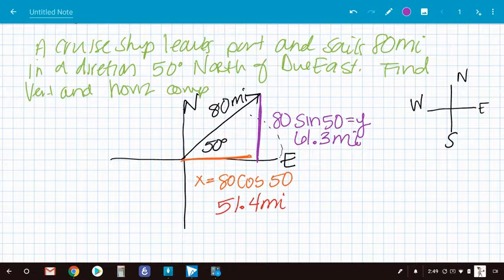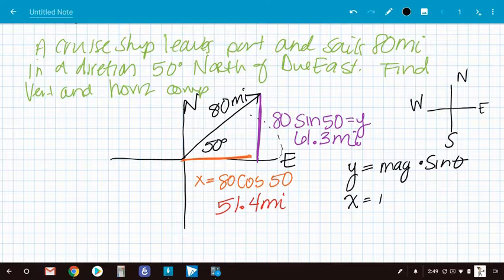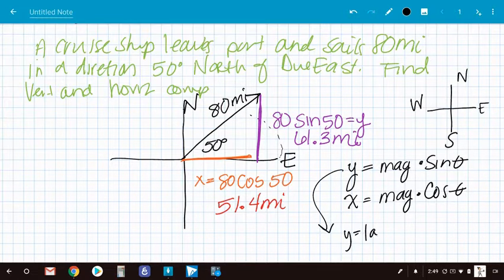So nothing that you haven't done before makes a right triangle, but it's nice to remember, and maybe put this in your notes, that the y value is always the magnitude times the sine of your theta. And the x value is always the magnitude times the cosine of your theta. And you could also, I told you about this, write y equals the magnitude sine theta as another way to write it. Because we talked about yesterday that those absolute value marks mean magnitude. Magnitude is the distance or the length, and the direction is the angle.